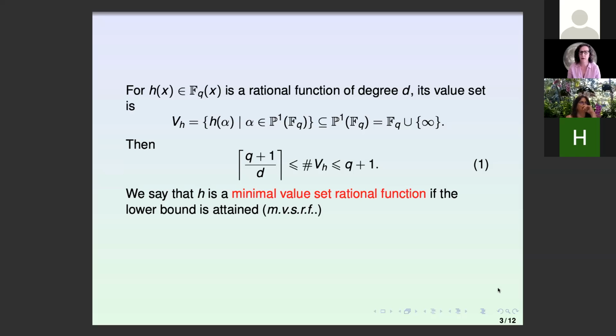Again, our rational function has degree d, so you have this lower bound for the value set of h, (q+1) over d, and it can be at most q+1. Then, generalizing the idea for polynomials, we say that the rational function h is a minimal value set rational function if you have equality at the lower bound. So these are the functions we are going to study.